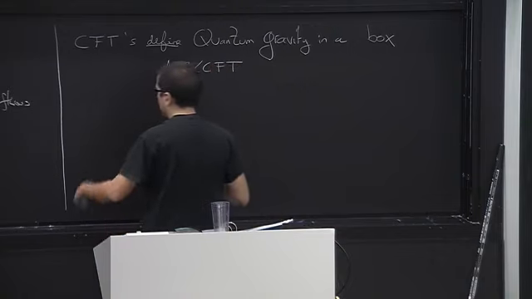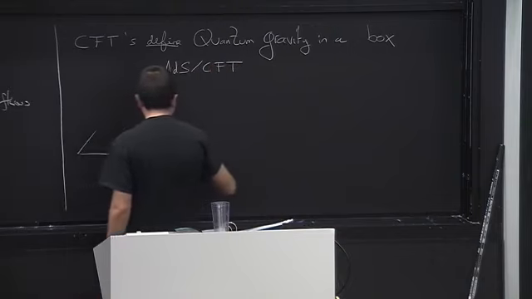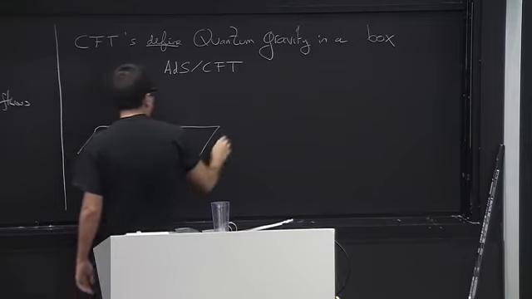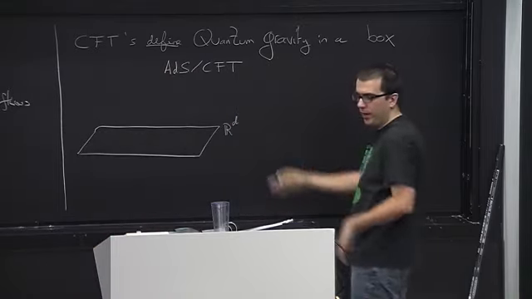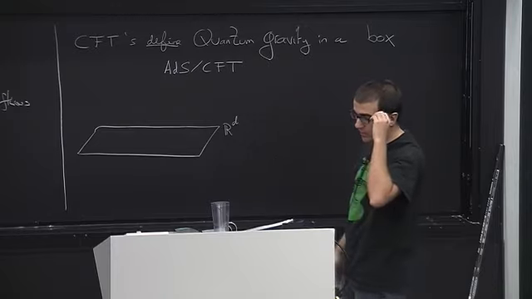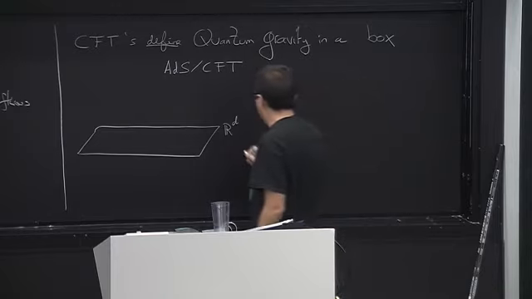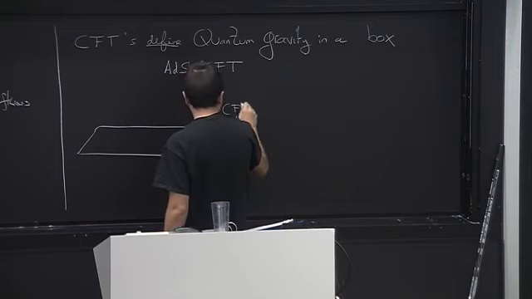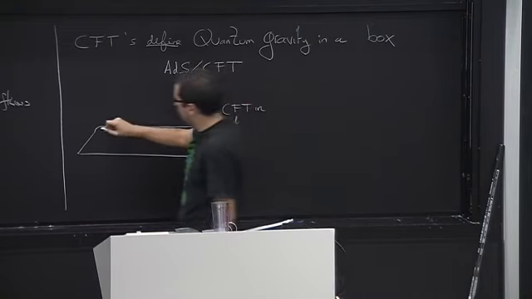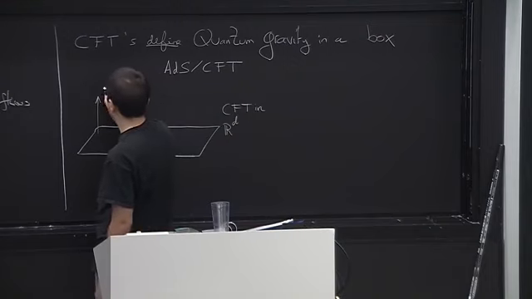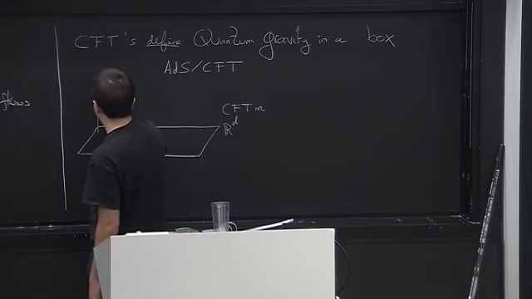And if we want to draw some kind of cartoon, there is some boundary of this space-time. The boundary can be flat space, R^d, or R^{1,d-1} if you want Minkowski. This is just a question of signature. And you have some conformal field theory on this boundary. And inside, there is an extra dimension, which is called the AdS radial direction.